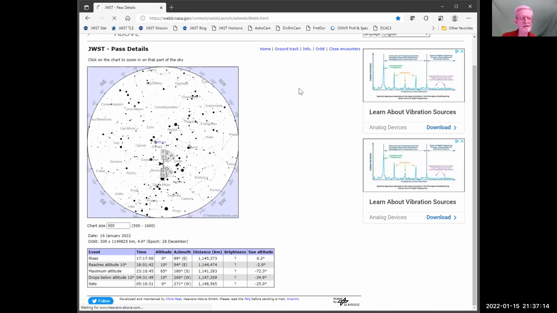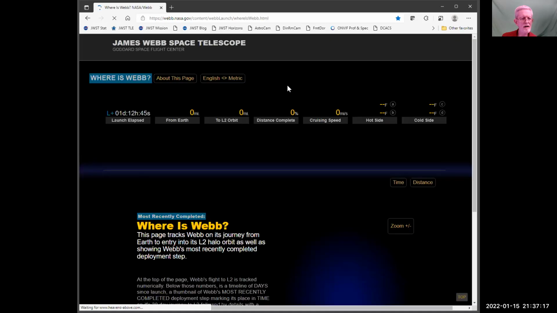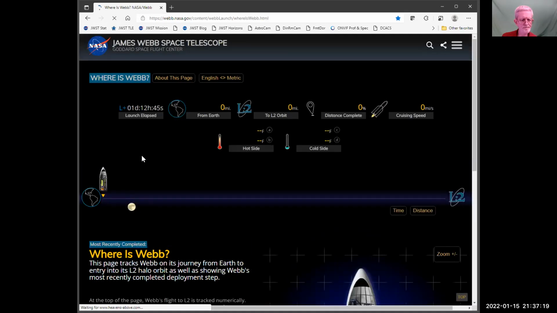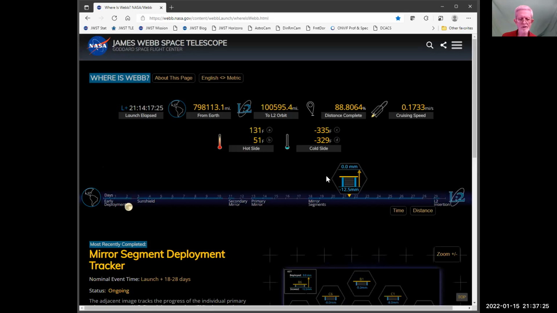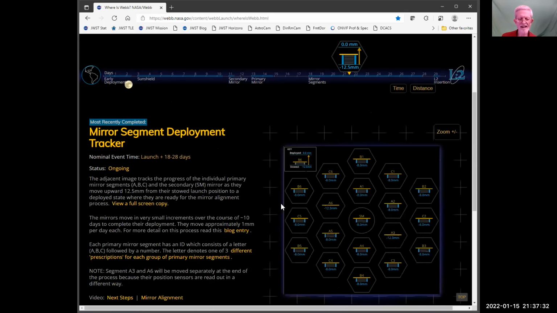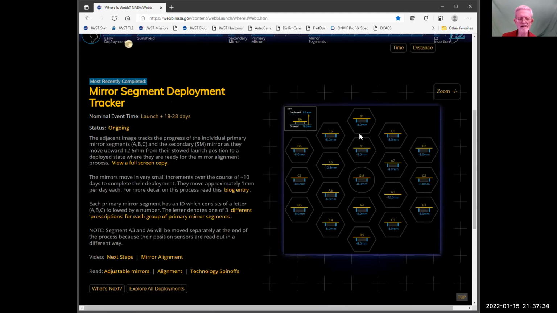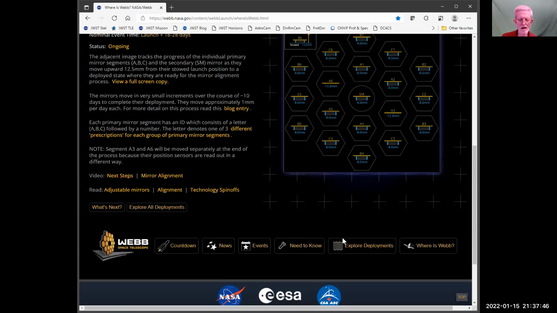I can give you that information. Let me switch over here. This is one of the websites that I go to, and it tells you what they're doing right now, how far the mirrors need to move from 0 millimeters to 12.5. But this actually gives you, remember me several weeks ago identifying the identifier numbers for each one of the mirrors? This is where they come into play. How much have they moved? But if you go down to here, where you see explore deployments, click on that.